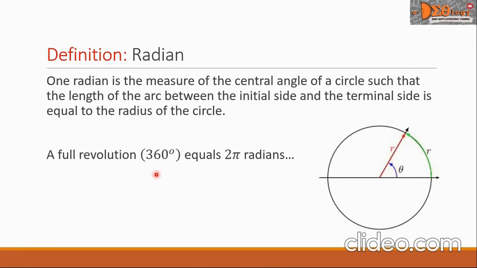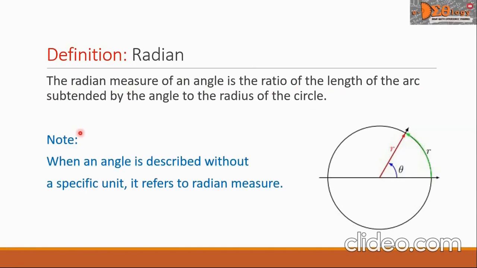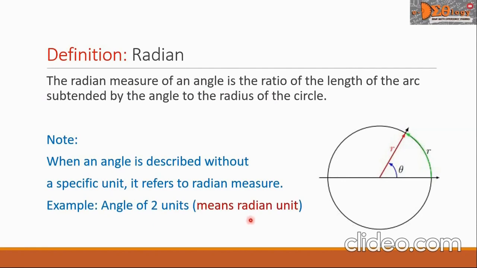A full revolution that is equal to 360 degrees equals 2 pi radians. Consequently, a half revolution that is equal to 180 degrees equals pi radians. More so, the radian measure of an angle is the ratio of the length of the arc subtended by the angle to the radius of the circle. Take note, when an angle is described without a specific unit, it refers to radian measure. Example, angle of 2 units. This means this 2 is in radian measure.